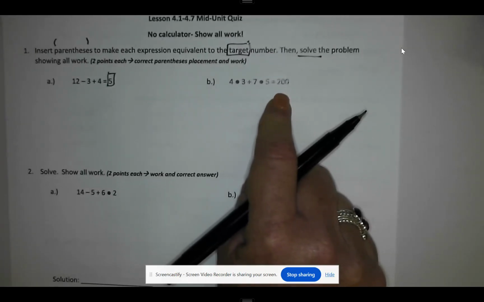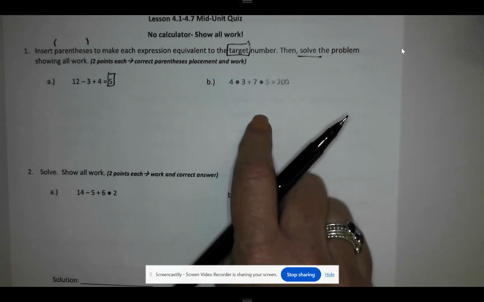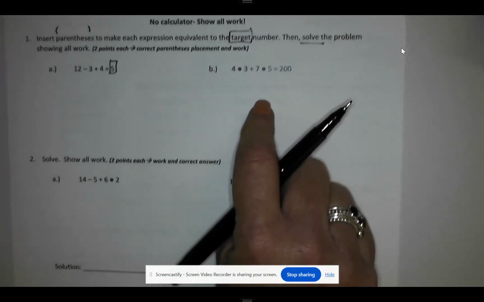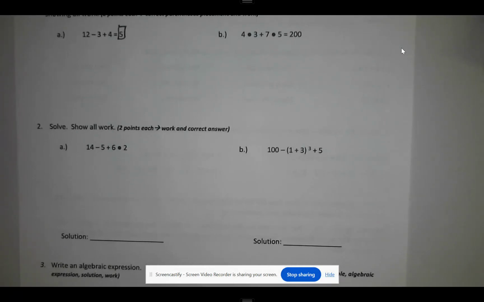So you'll insert the parentheses to make it true and then solve the problem to show how it equals the target number. Pause this video until you have completed part 1A and B.